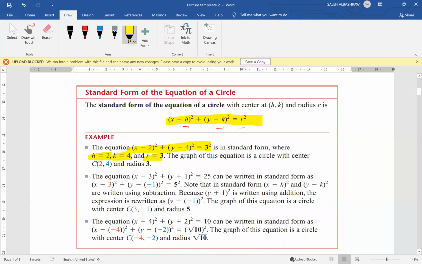For the second example, the equation (x minus 3) to power 2 plus (y plus 1) to power 2 equal to 25. The center is given by h equal to 3 and k is minus 1. We are taking the opposite of the sign. Actually, it can be written as (x minus 3) to power 2 plus (y minus 1) to power 2 equal to 5 to power 2. So the center is equal to 3, minus 1 and radius equal to 5.